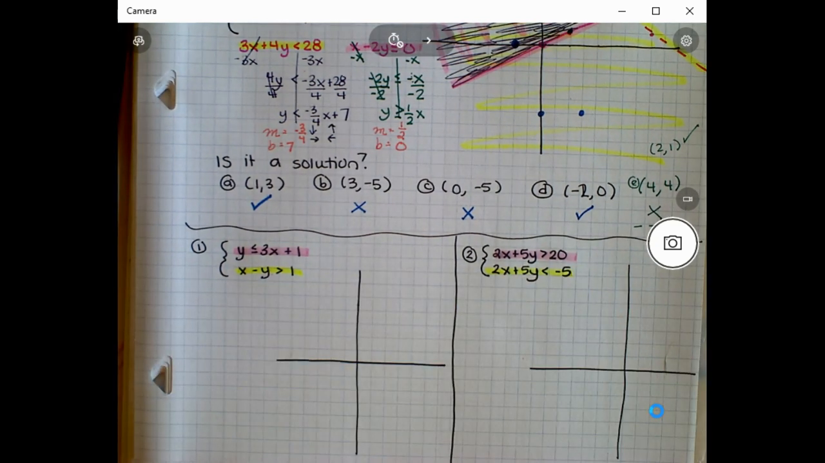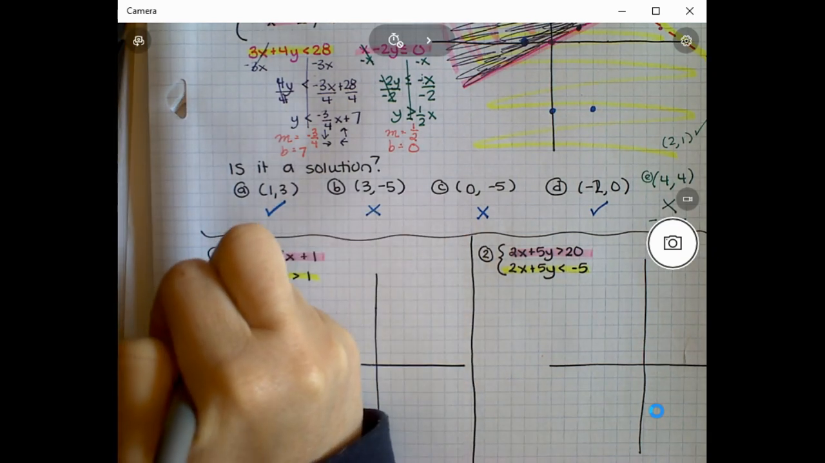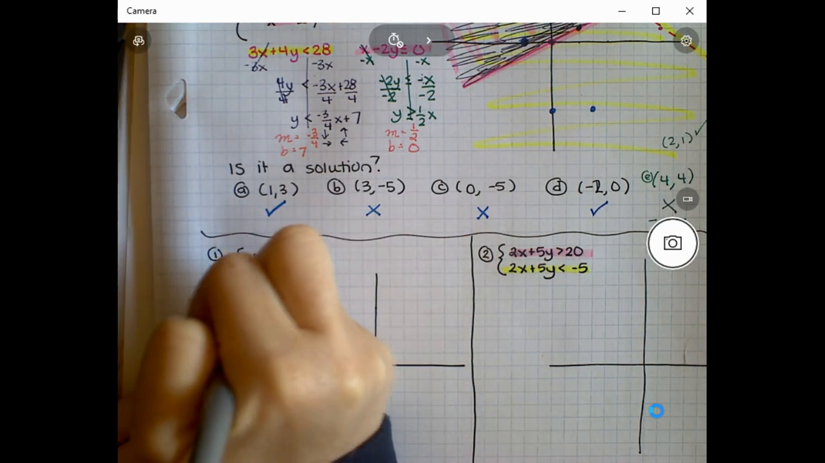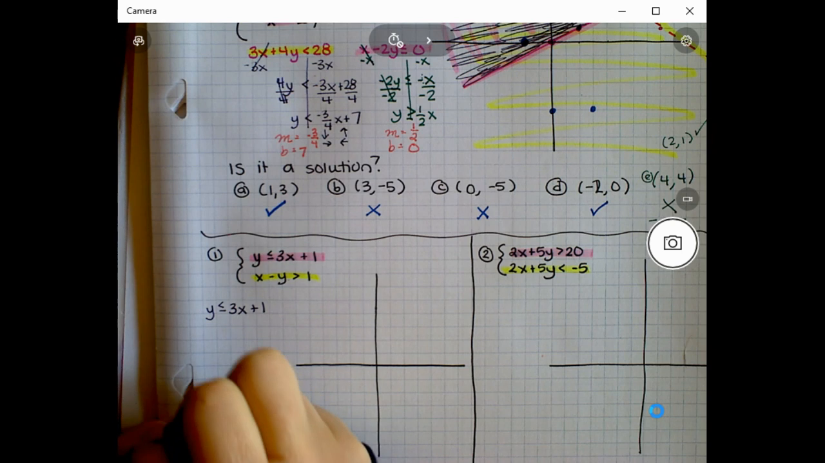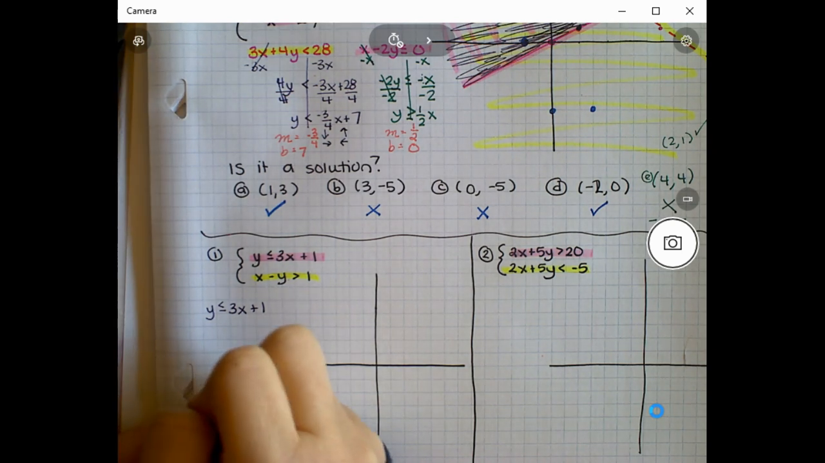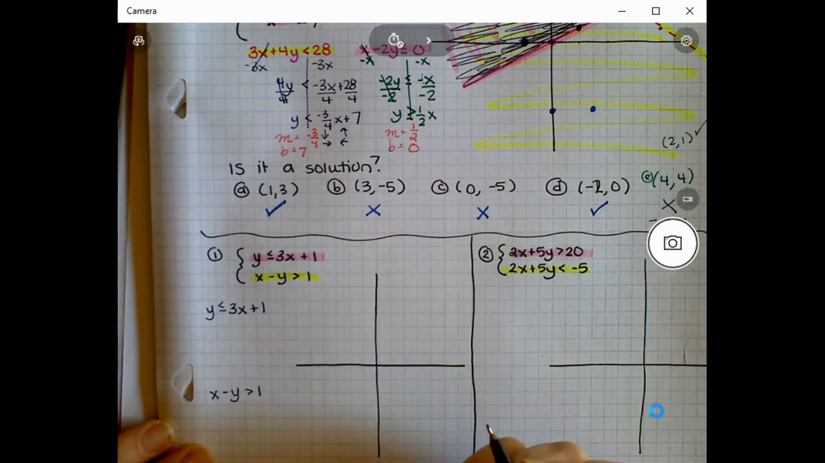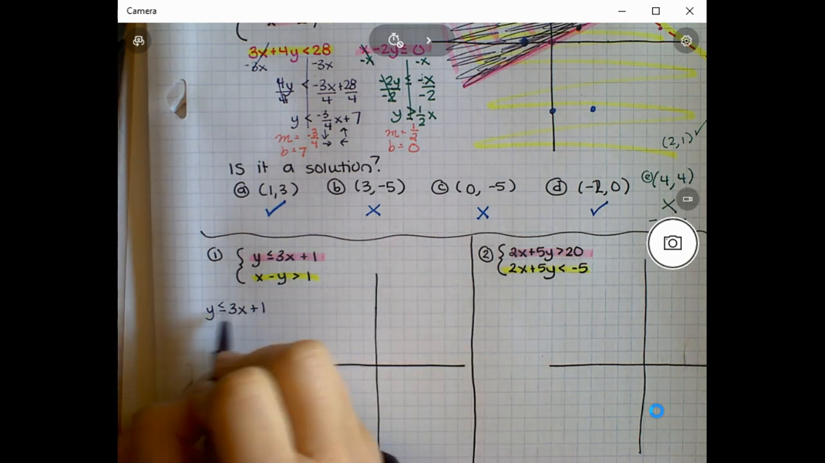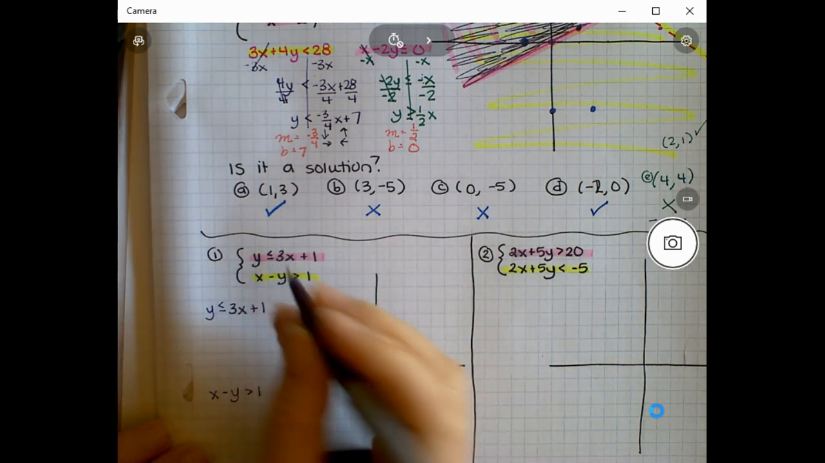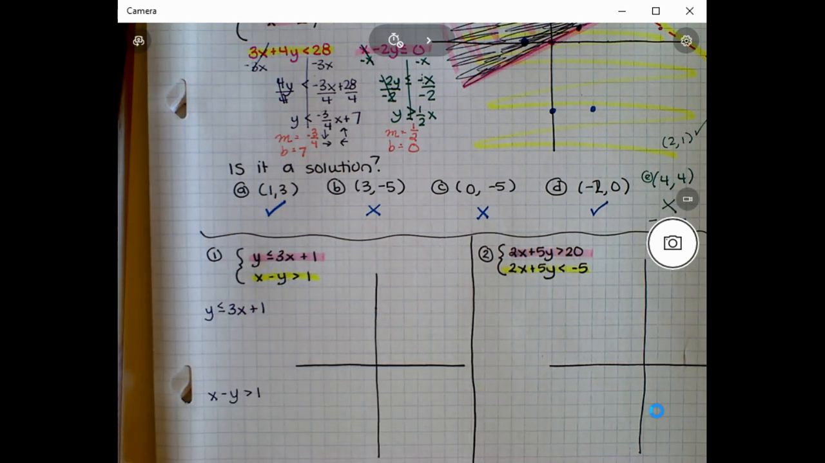First, we need to graph them. In order to graph them, we need to solve them each for y. So we have y is less than or equal to 3x plus 1. We also have x minus y is greater than 1. Okay. This one, it's already solved for y. That's awesome. We don't have to do that work now.